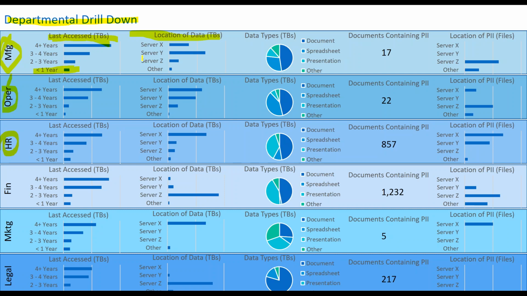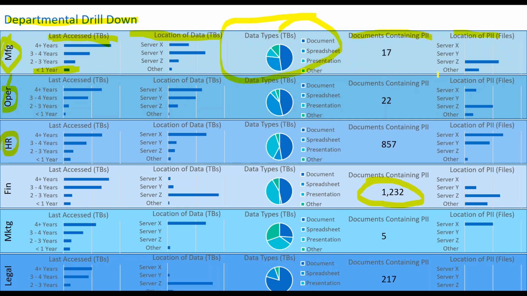Location of data, if you're looking at the different servers, where are the manufacturing organizations, where is most of their data stored? And again, when I talked about data mapping earlier, this is great insight for data mapping, very detailed, factual-based information based on metadata analysis. Data types, what kind of data exists out there. Documents containing PII, you can see for different departments, like in the finance department, obviously a lot more documents containing PII, things like social security numbers, credit card numbers, things like that. And then location of the PII files, where are they?